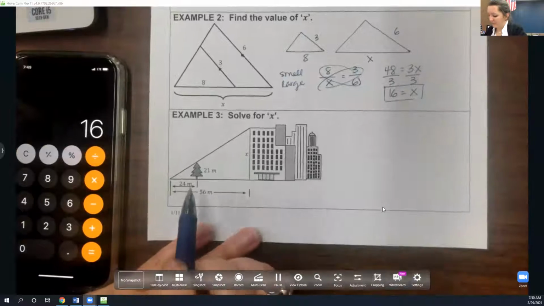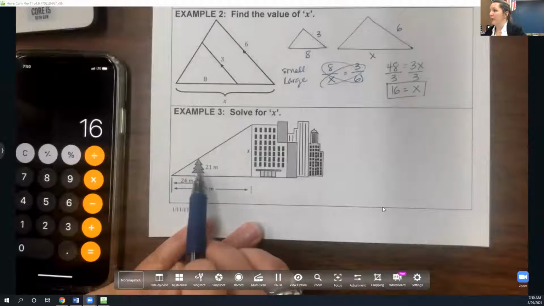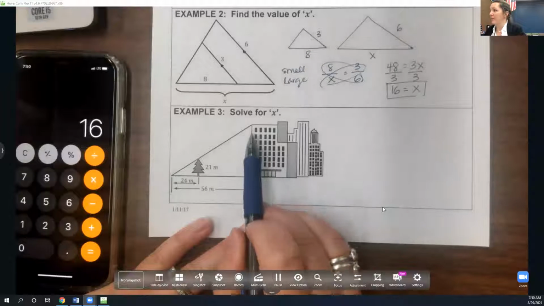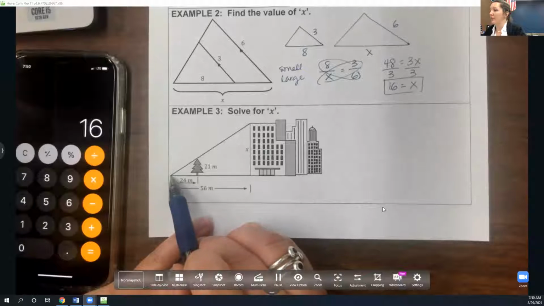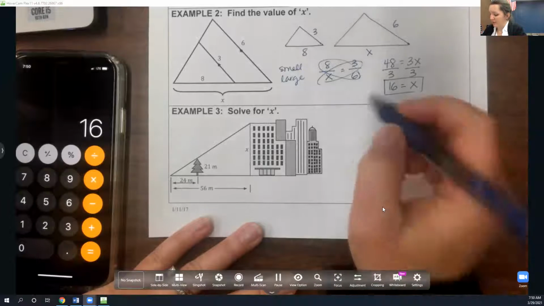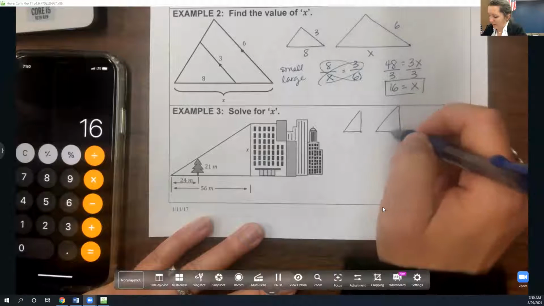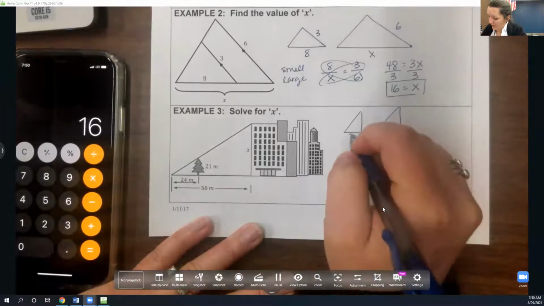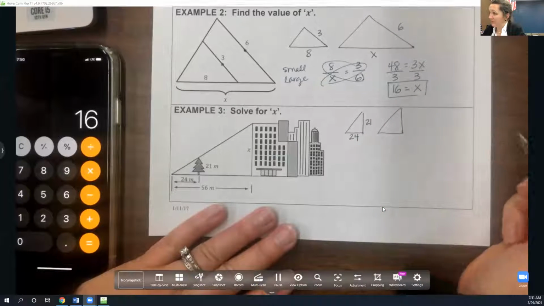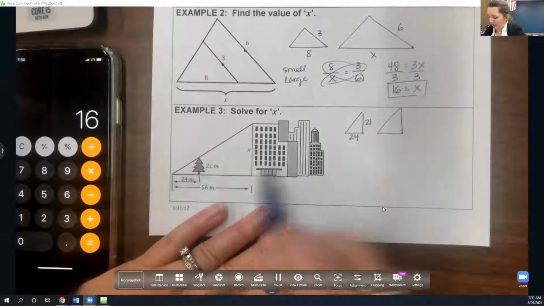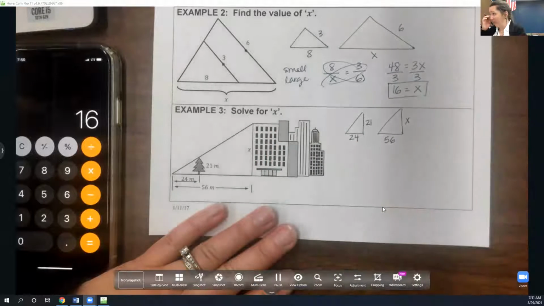All right, here's another one, same kind of thing. We have a tree, right? We know the height of the tree, and we're going to find the height of this building, this very large figure here, based on probably the shadow that we have here. So I'm going to still draw out my triangles just like we did before. Oh, I didn't give myself enough room, that's okay. So my tree shadow is 24 meters, and my tree height is 21 meters. My building shadow is 56 meters, and my building height is x. We don't know that value yet.